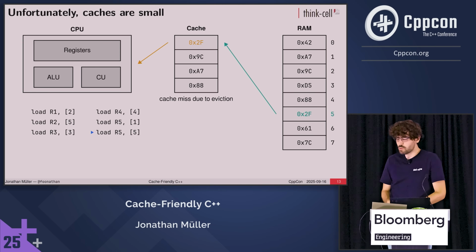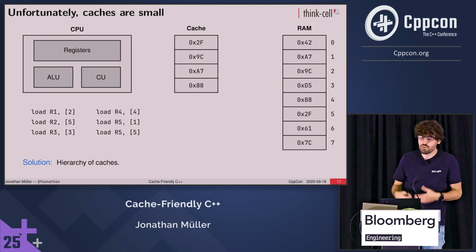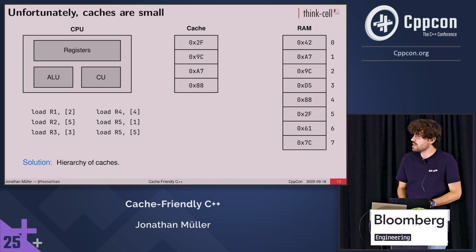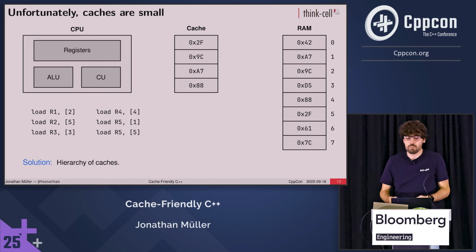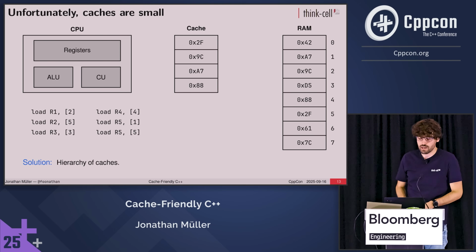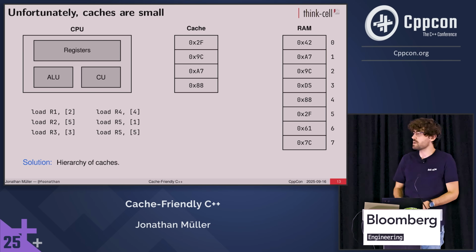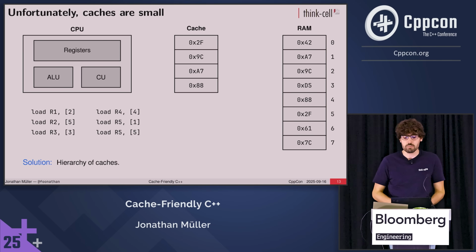So the caches are really small. To avoid going to main memory every time we have exhausted the cache and have a cache miss, we have a hierarchy of caches. Caches get bigger but somewhat slower to access. But it's still not as bad as going all the way to main memory every time we don't have the data.